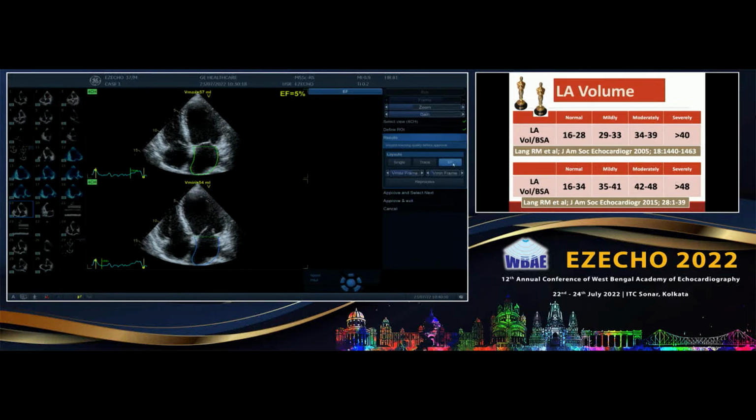While the smallest LA volume, which we call the end diastolic, because it is at the R wave, but it is actually the LA systole. So that smallest LA volume is generally less than 18 ml per meter square.